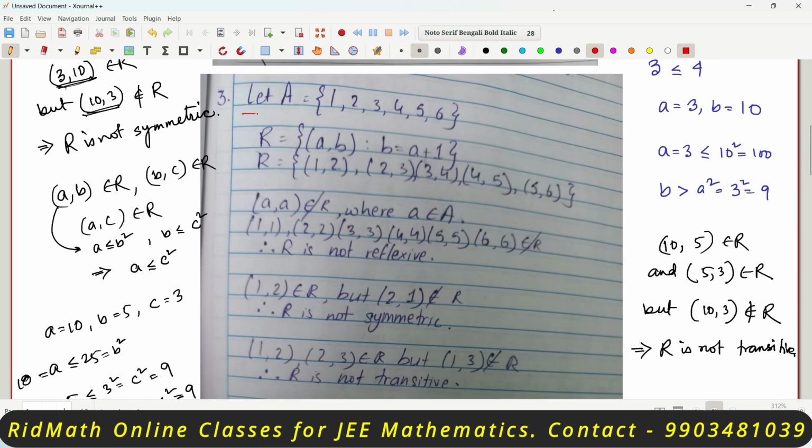So here this is a finite set. So you can write the relation itself: R is equal to a comma b such that b equal to a plus 1. So the set is 1 comma 2, 2 comma 3, 3 comma 4, 4 comma 5 and 5 comma 6. These are the relation. So for all a belonging to capital A, 1 comma 1, 2 comma 2, none of these elements belongs to R. So this is not reflexive.